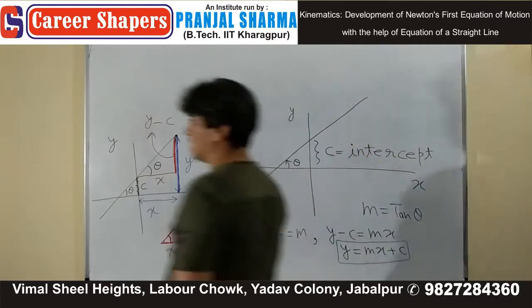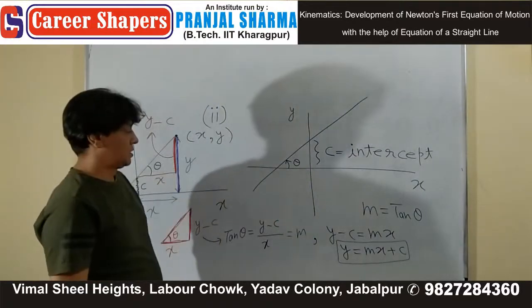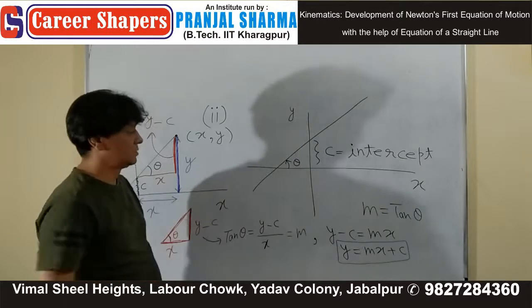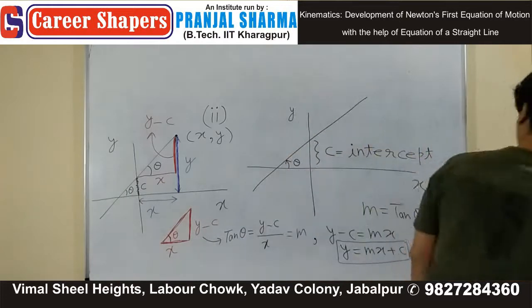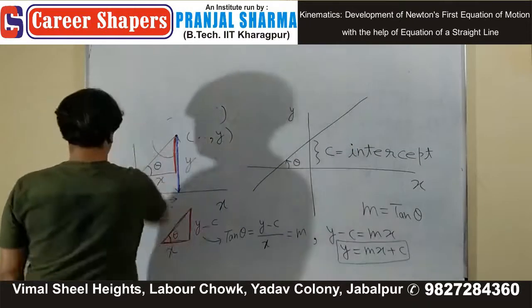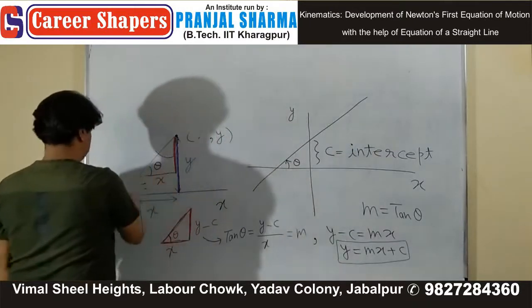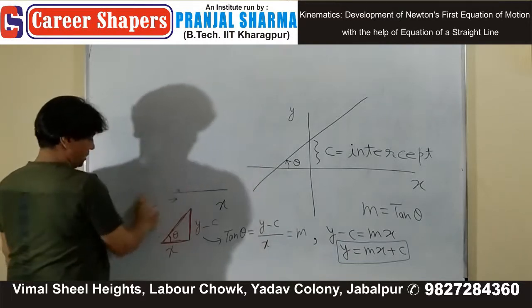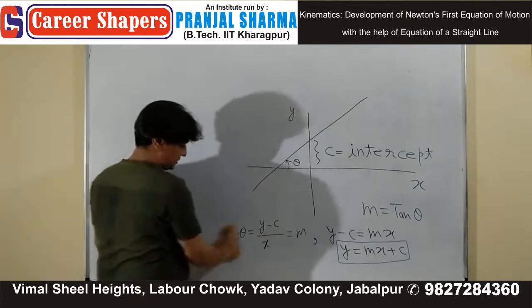Write down the statement. If line passes from origin, then C becomes 0 and we arrive at first case.